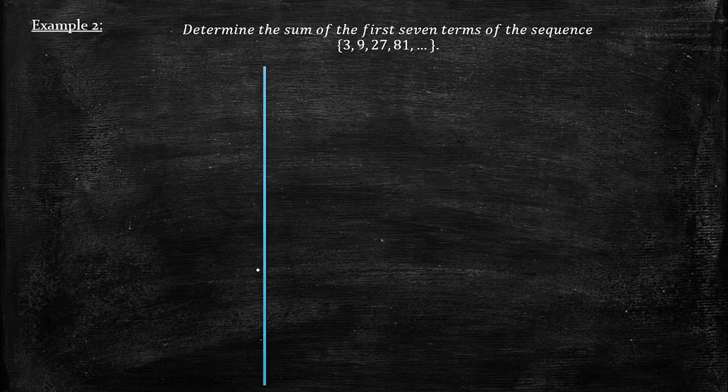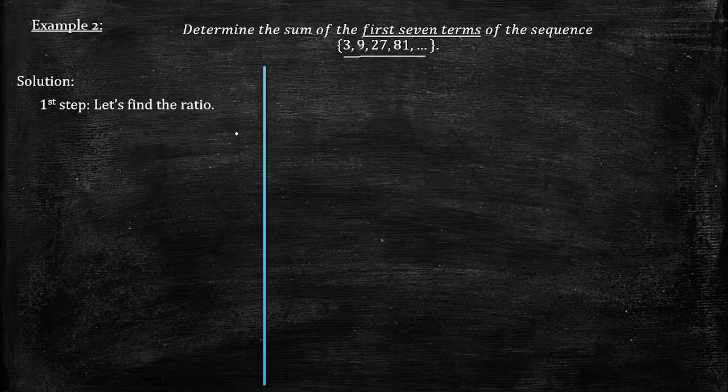Here is the example number 2. For example number 2, we are going to determine the sum of the first 7 terms of the sequence 3, 9, 27, 81, and so on and so forth. So kukunin lang natin yung partial sum ng first 7 terms ng sequence na 3, 9, 27, 81. So, given na si A sub 1, it means yung muna natin hahanapin is si ratio. So, let's find the ratio.